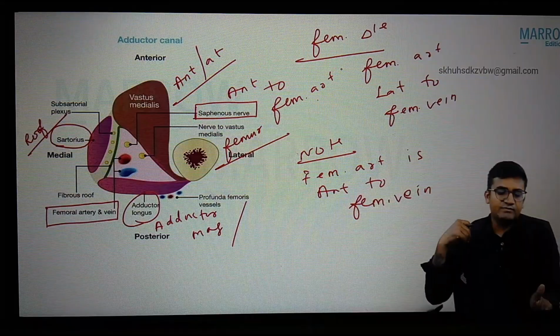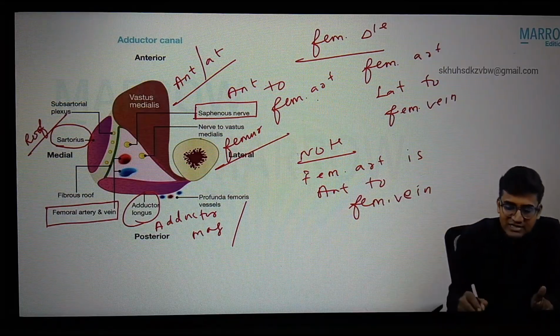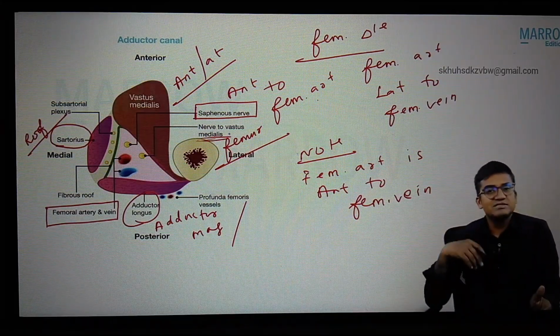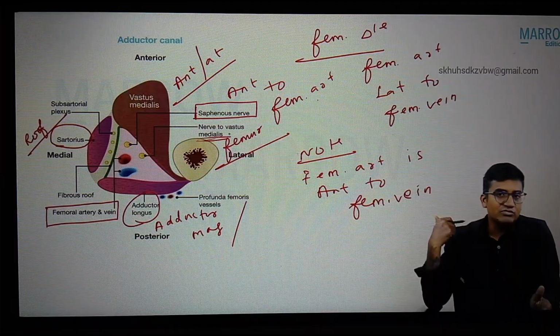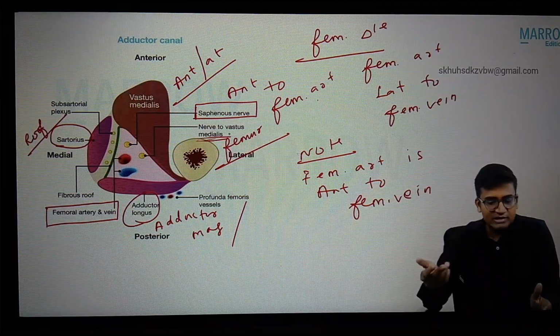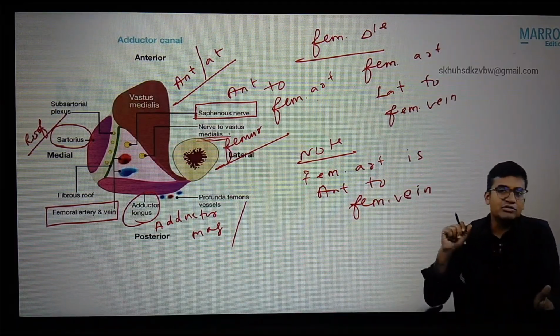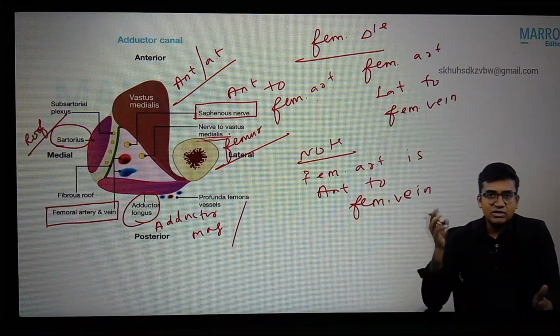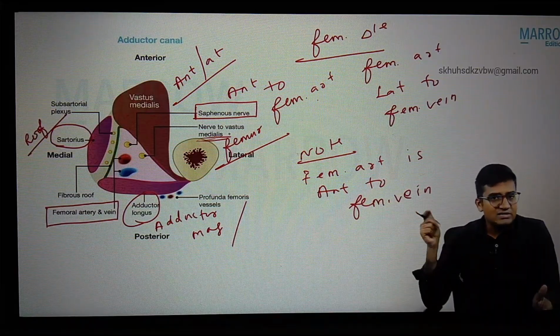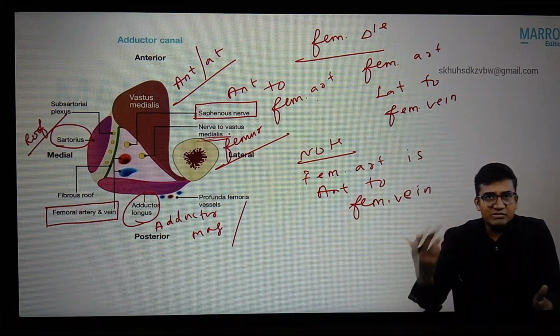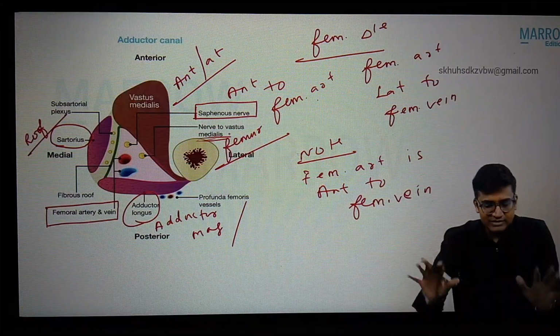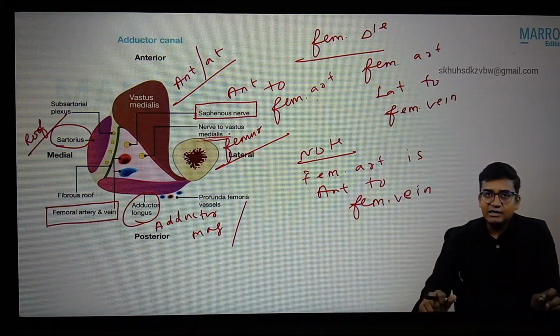Okay. Right. Next, the nerve to vastus medialis supplies the vastus medialis muscle, a branch of the femoral nerve, the posterior division of the femoral nerve. Now these are the 4 contents you have to remember for the canal. What are those? Femoral artery, femoral vein, saphenous nerve, and nerve to vastus medialis. Clear? Yes. That's all about the adductor canal.